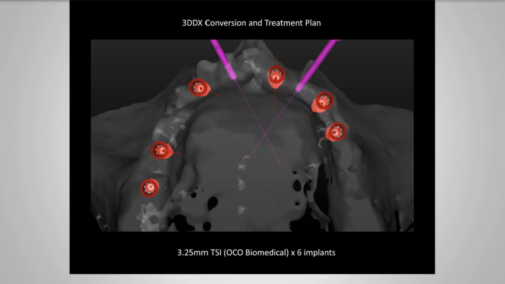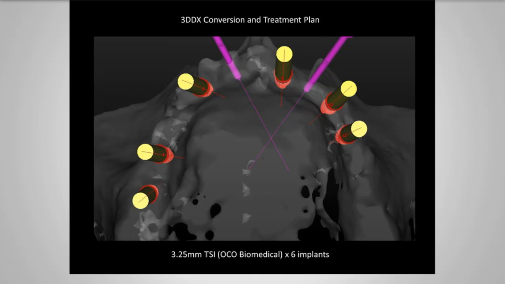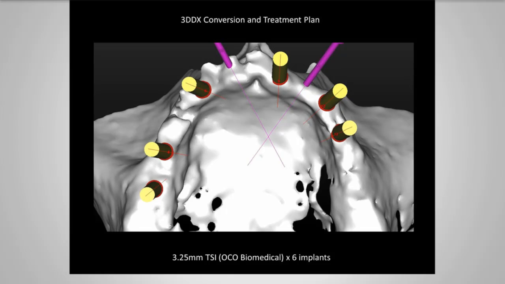Looking at the upper ridge, we see the healing 4 to 5 months after extraction. We were a little hesitant to place implants freehand in this ridge because of some of the voids in the areas of bone. So we went ahead and had him scanned. Utilizing the treatment planning services from 3DDX, which is 3ddx.com or 3D Diagnostics, we treatment planned 3.25 by 12 implants, and these are from Oko Biomedical.